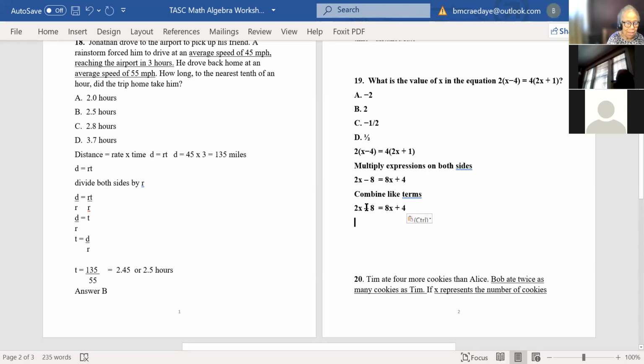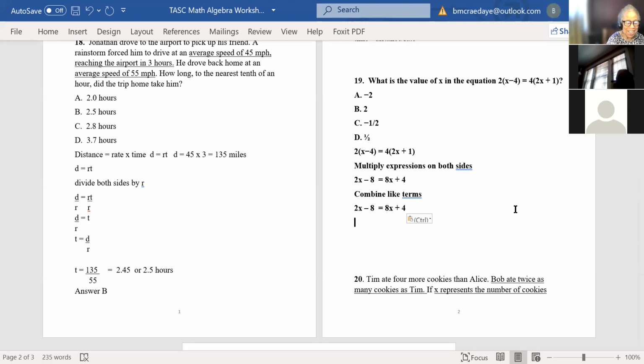How are you getting 10x? Because you're adding. You add 2x and 8x. Why would you add? 8x is plus over here, and if you bring it to the left, you'll have to subtract. Okay, so therefore I have to subtract now.